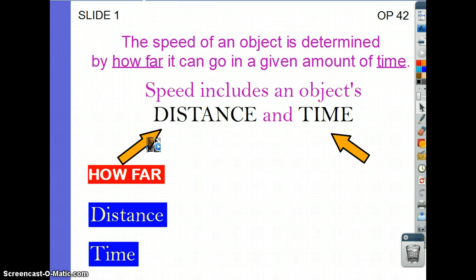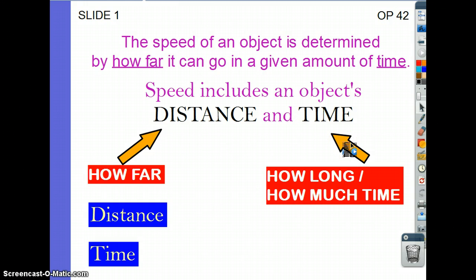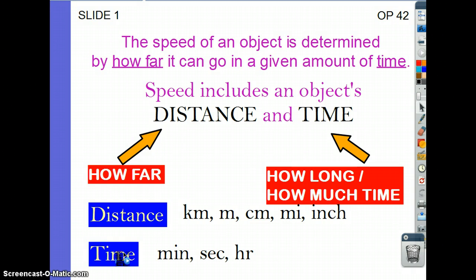So distance means how far did the object go, and time is how long did it take it to get there. I mean, you hear about people talking about speed all the time, like that car went 60 miles, that's the distance, per hour, that's the time that it took the car to go. 60 miles in 1 hour. Some other examples of distance would be units like kilometers, meters, centimeters, miles, or inches. Some examples of times would be minutes, seconds, hours.